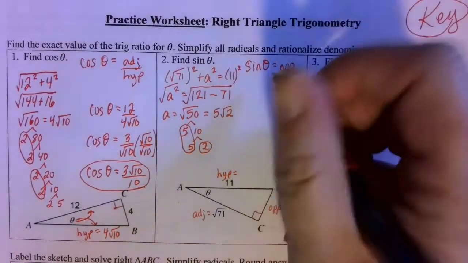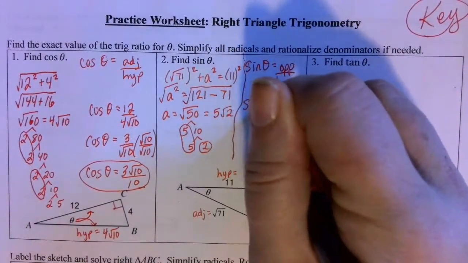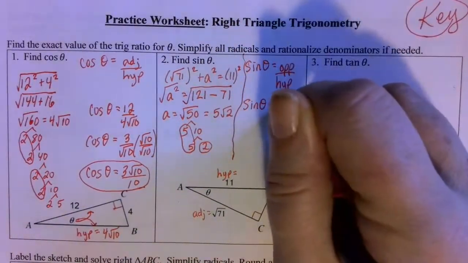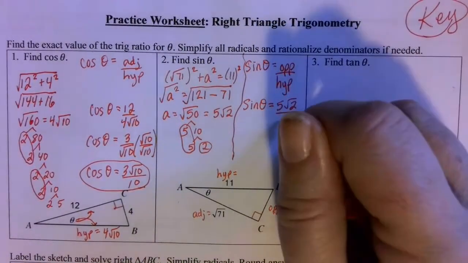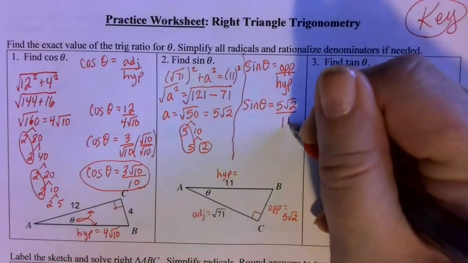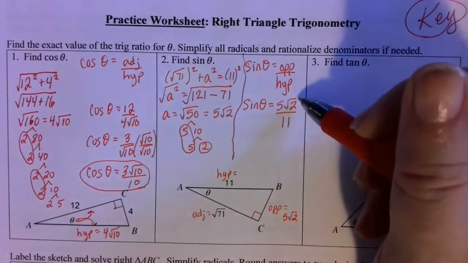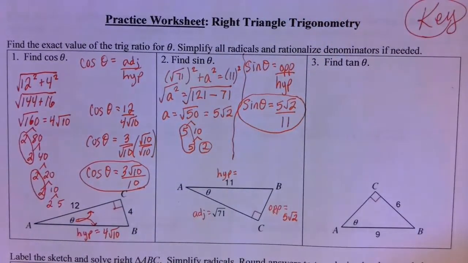So to find the sine of that angle, theta, I take the opposite, which is 5 square root of 2, and I divide that by the hypotenuse, which is 11. And nothing reduces, and there's no need to rationalize the denominator, so that would be my exact answer.